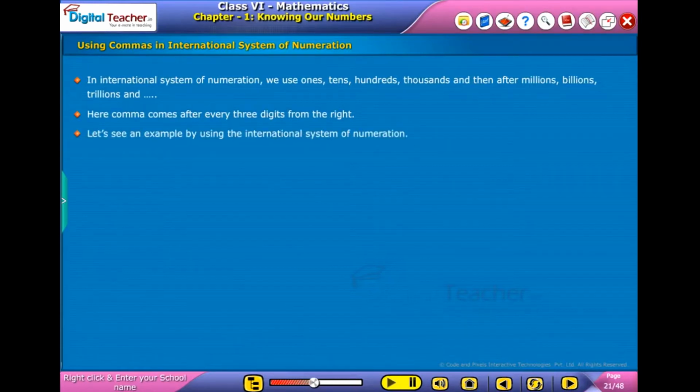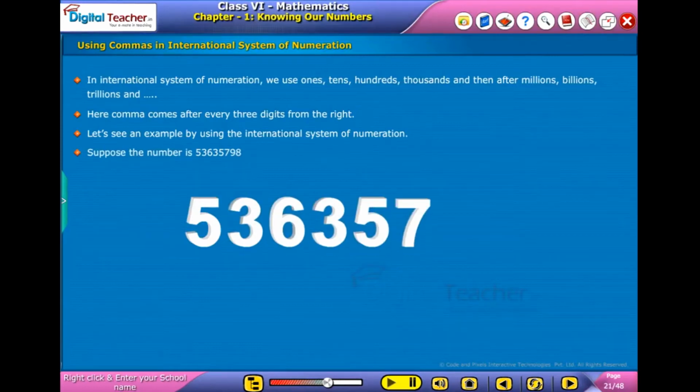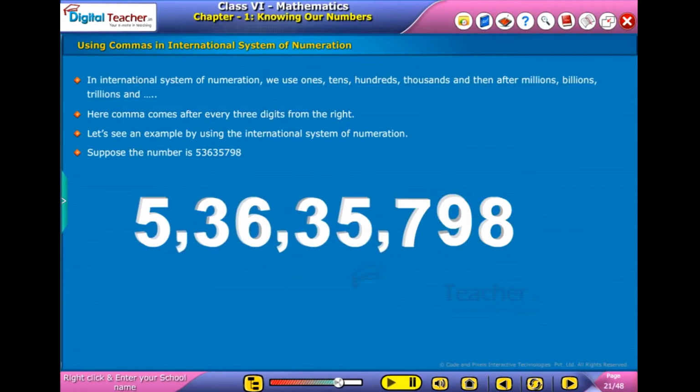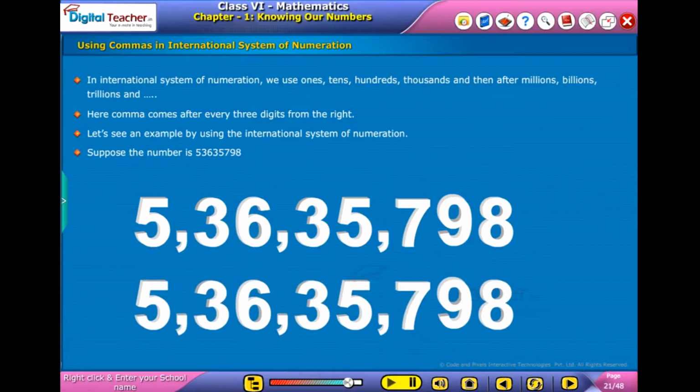Let's see an example by using the International System of Numeration. Suppose the number is 53635798. In Indian system of numeration, it can be read as 5,36,35,798. In International System of Numeration, it can be read as 53,635,798.